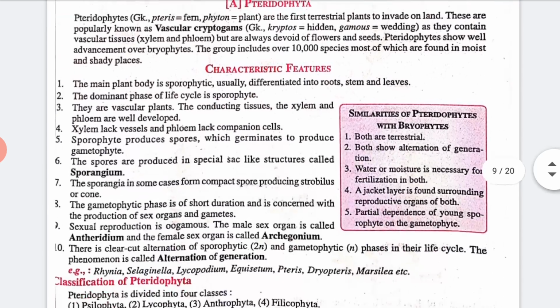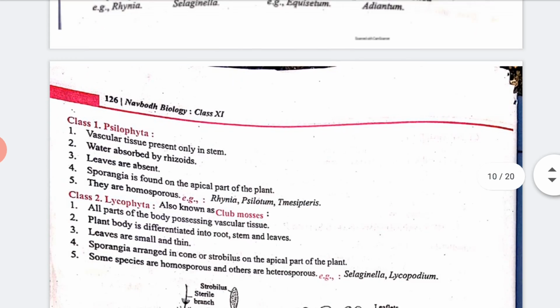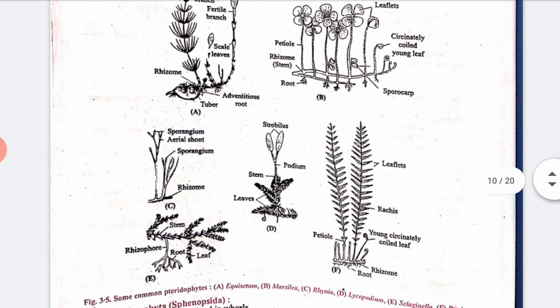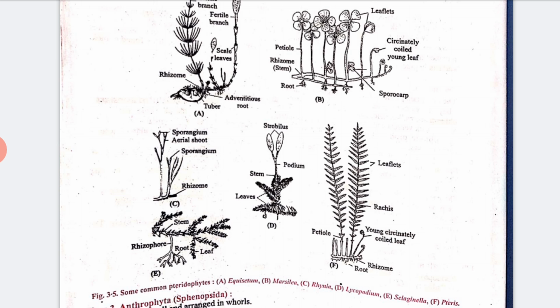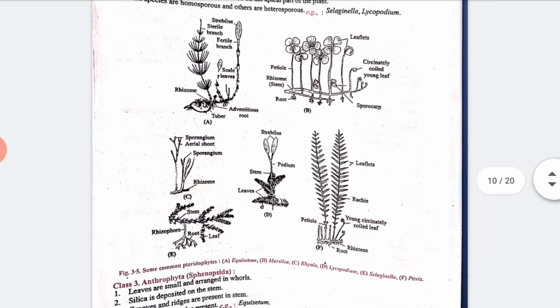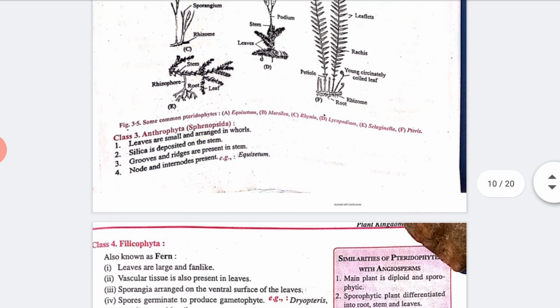So again, this Pteridophyta has a classification. Okay, Pteridophyta is also divided into many types, that is Psilophyta, Lycophyta, Sphenophyta and Pterophyta. See, it is given in your book. Okay, so we have many pictures related to these types of plants and also the characteristic features. See, these are some common pteridophytes. These are the pictures of pteridophytes, how they look. Okay, so you can see, right?